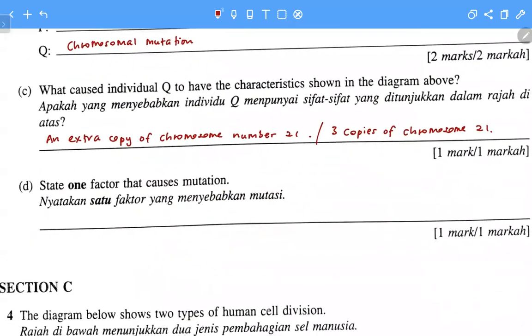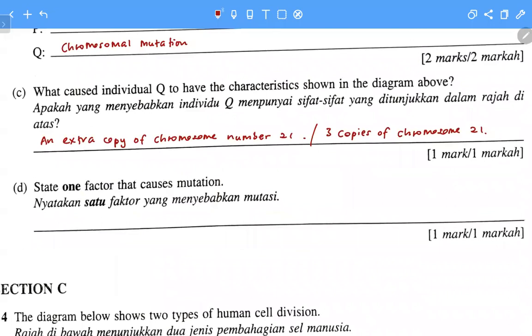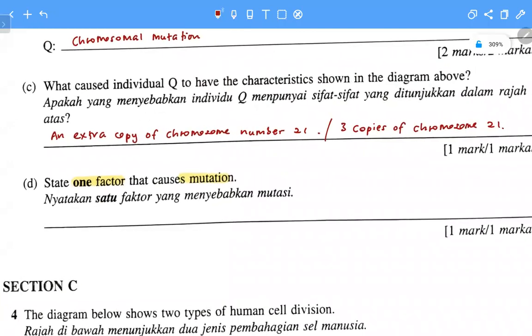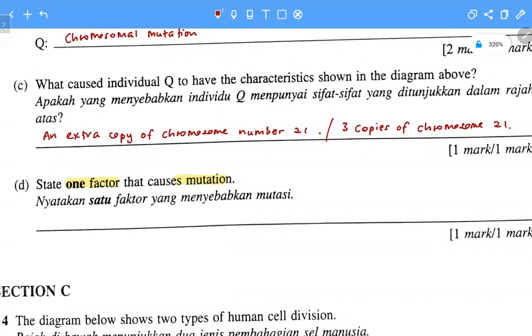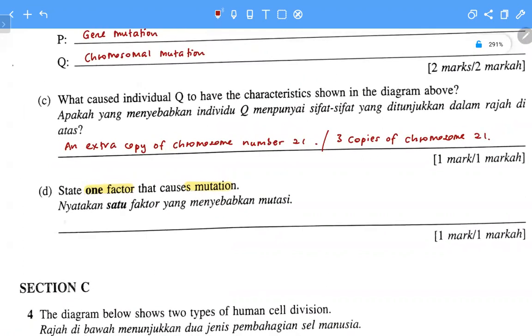Right, state one factor that causes mutation. There are many factors that can cause mutation, all right? But I think the easiest one will be exposure to radiation. You can also say exposure to mutagens as well. So I give you a very simple one to remember. The first one is exposure to radiation, or exposure to mutagens.